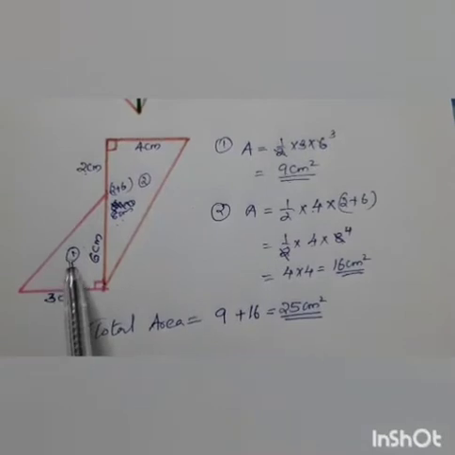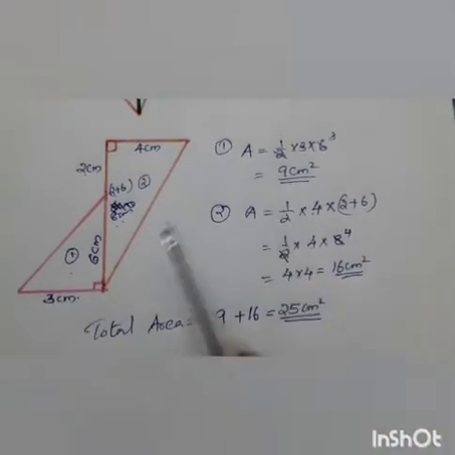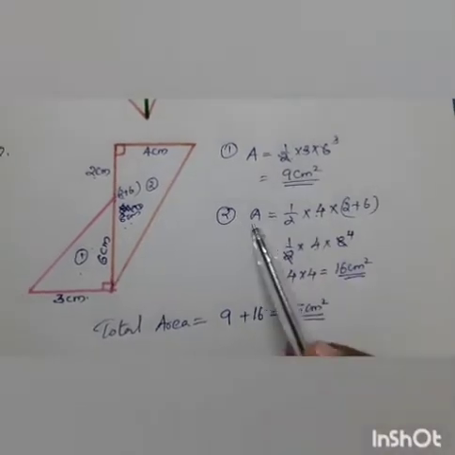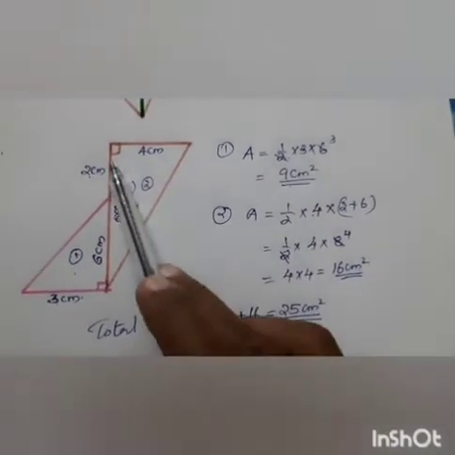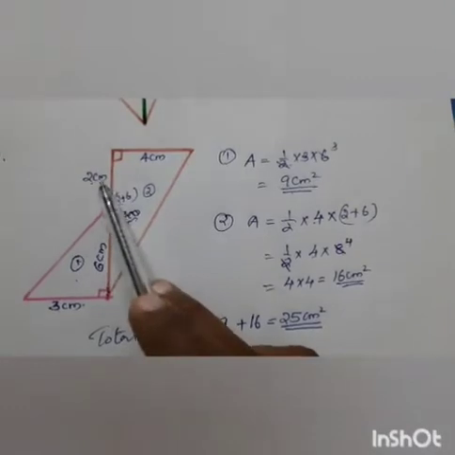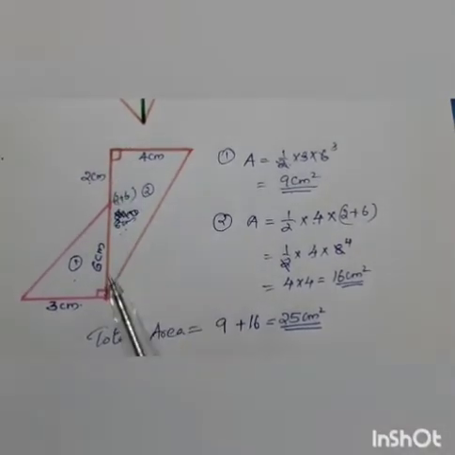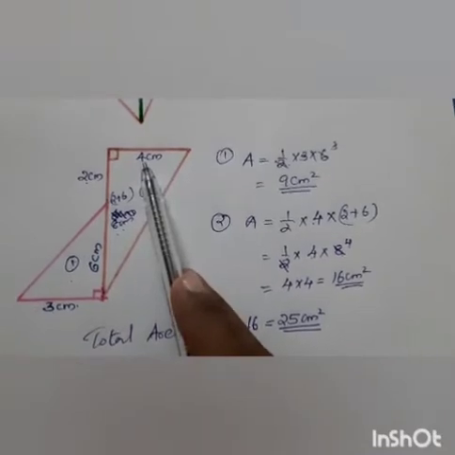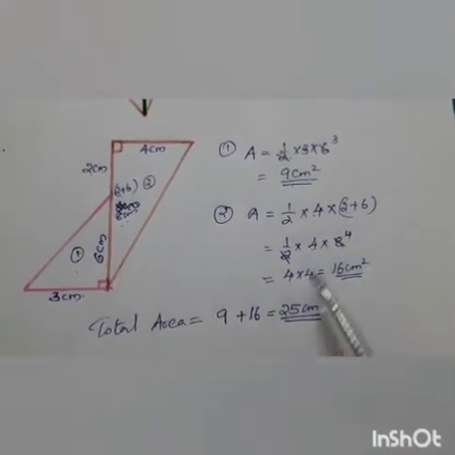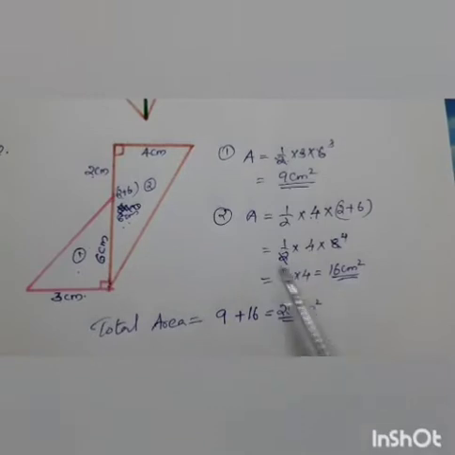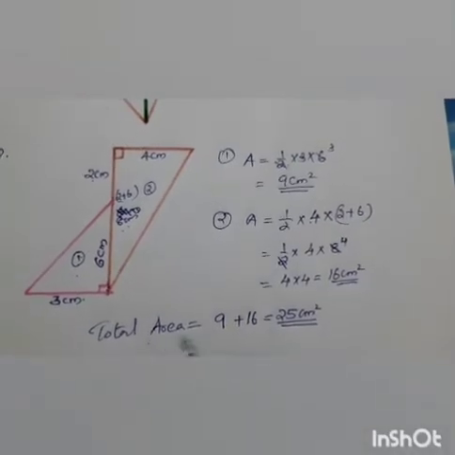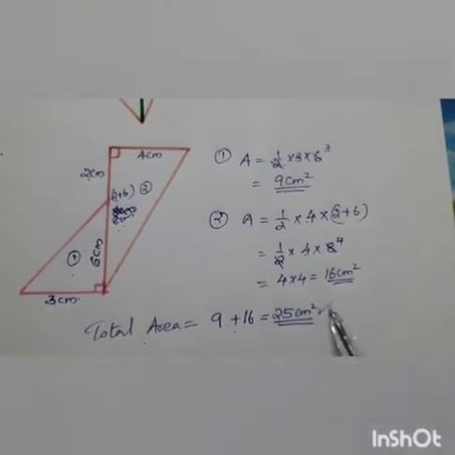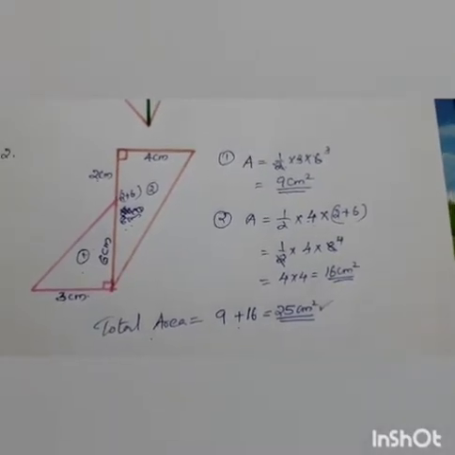So first find out the area of the first triangle: half into base length into height. Then the area of the second triangle. For finding out the height, this 6 and 2 should be added together. So the total length is 8 centimeter. Then multiply with the base, so 4 into 8, we will get 16 centimeter square. So to find the total area of the figure, both areas should be added. The answer we are getting is 25 centimeter square.